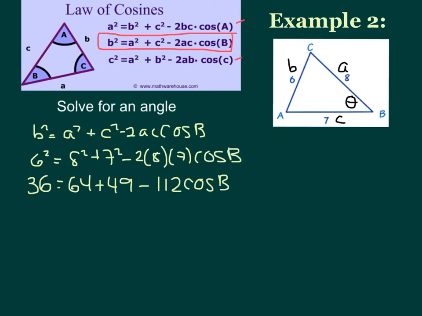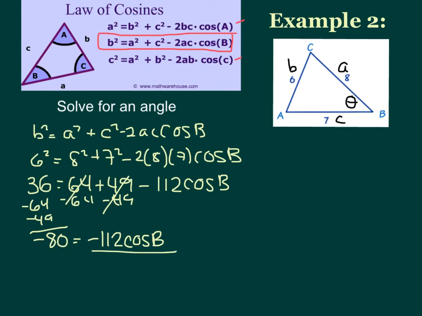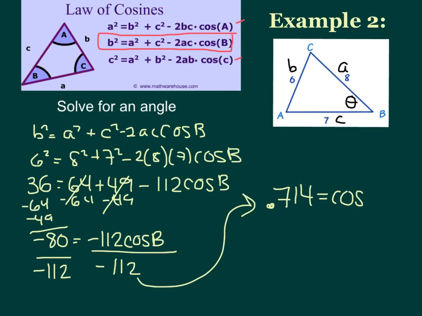Now be really careful here. It's very tempting to just add up all these numbers. But notice this 112 is attached to the cosine of b, so we're going to have to leave that by itself for a little while. But what I can do is subtract 64 and 49 from both sides. So what I'm left with is negative 80 on the left equals, so these went away, negative 112 cosine b. At this point I have to divide both sides by negative 112. So I'm left with 0.714 equals cosine of b.